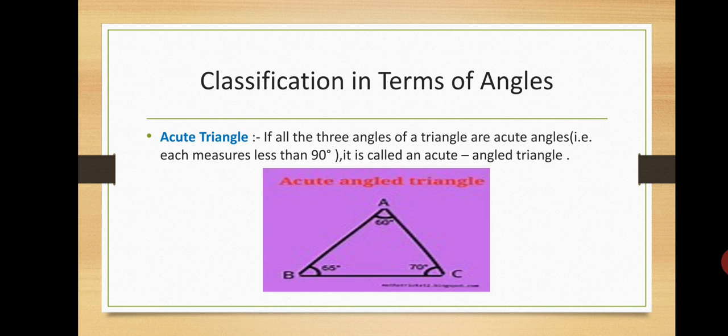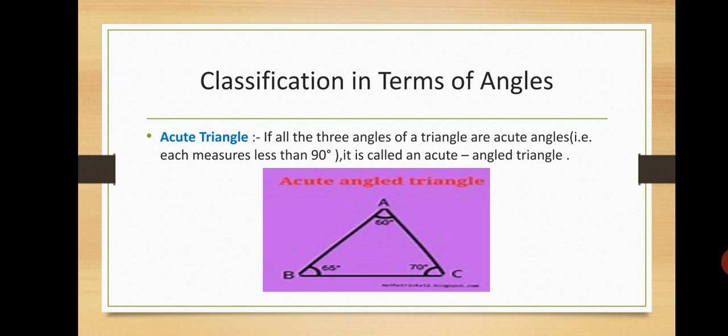The second type of classification is in terms of angles, that is, what is the measure of the angles of the triangle. On the basis of that also we classify triangles. The first one is acute. So tell me, what is an acute angle? Yes, an angle whose measure is more than 0 degree and less than 90 degree is called an acute angle.